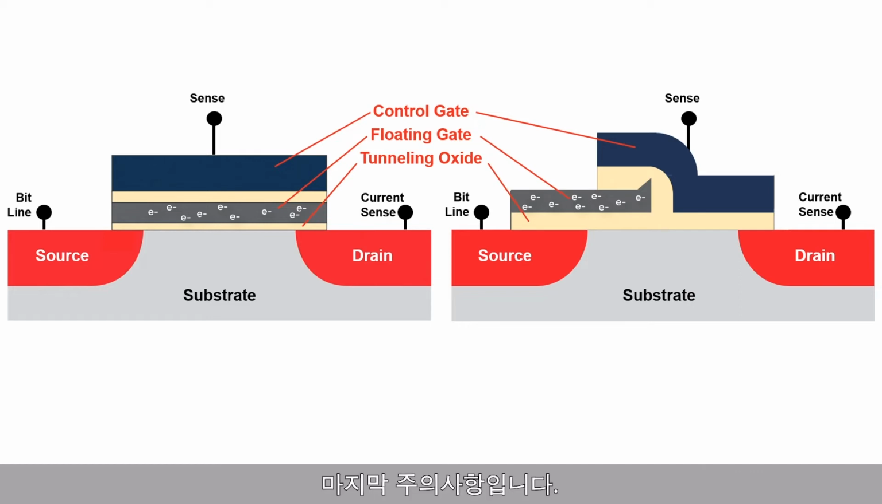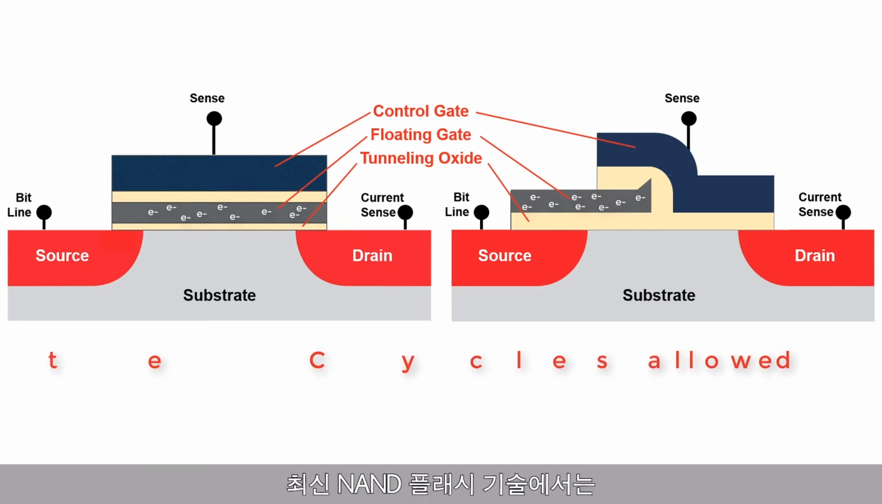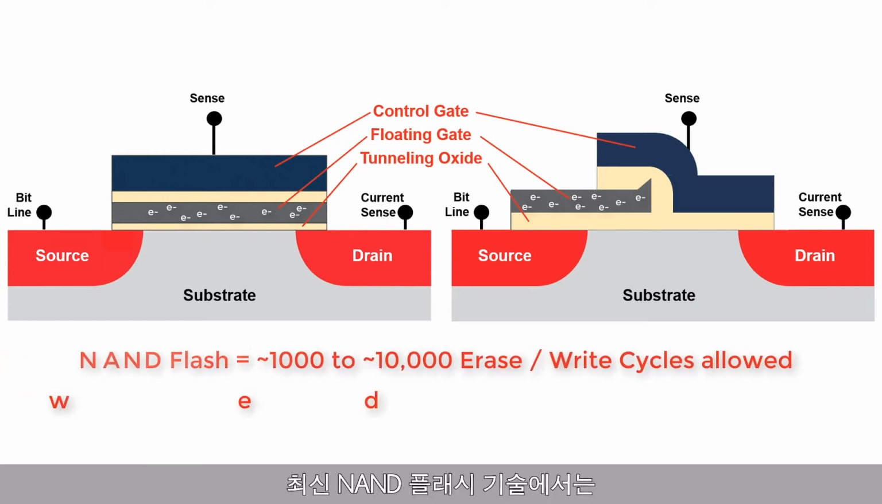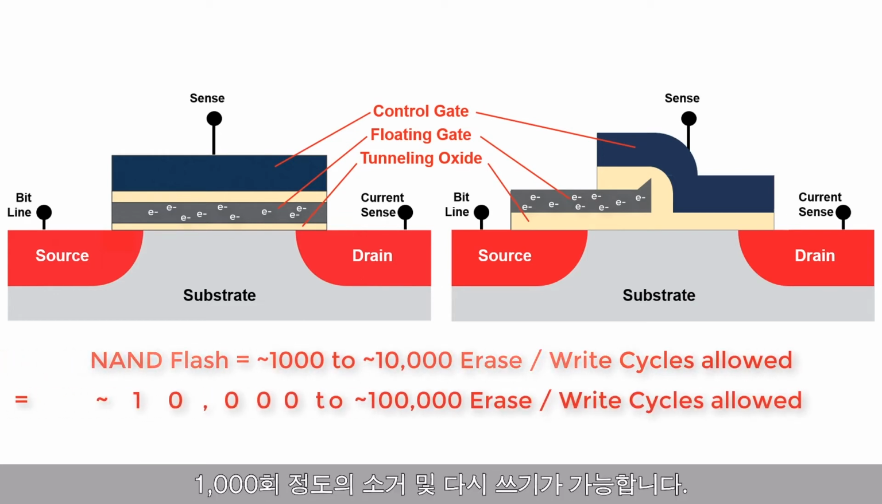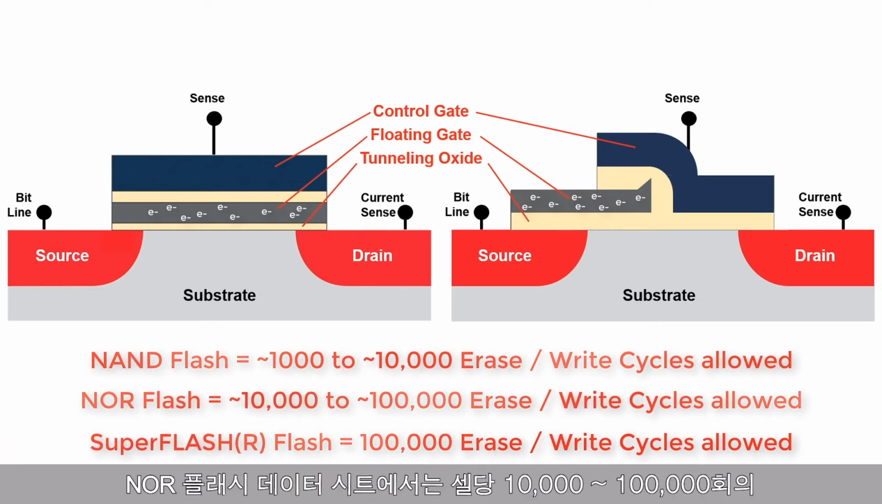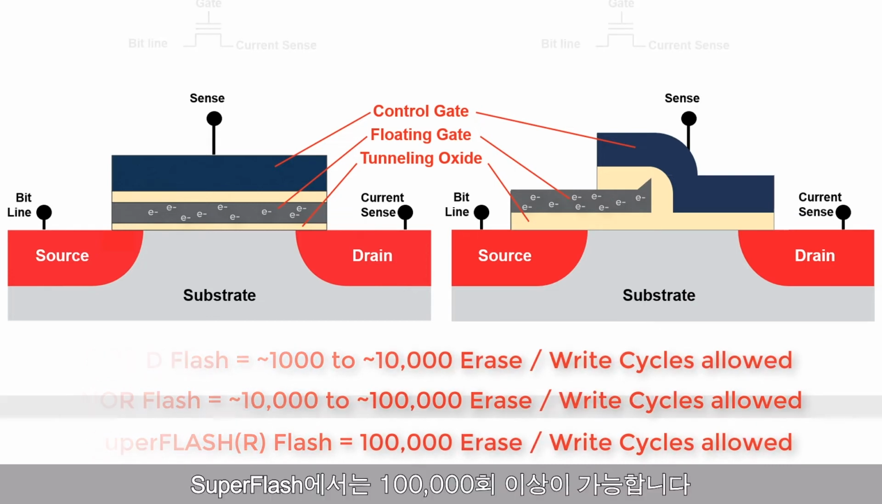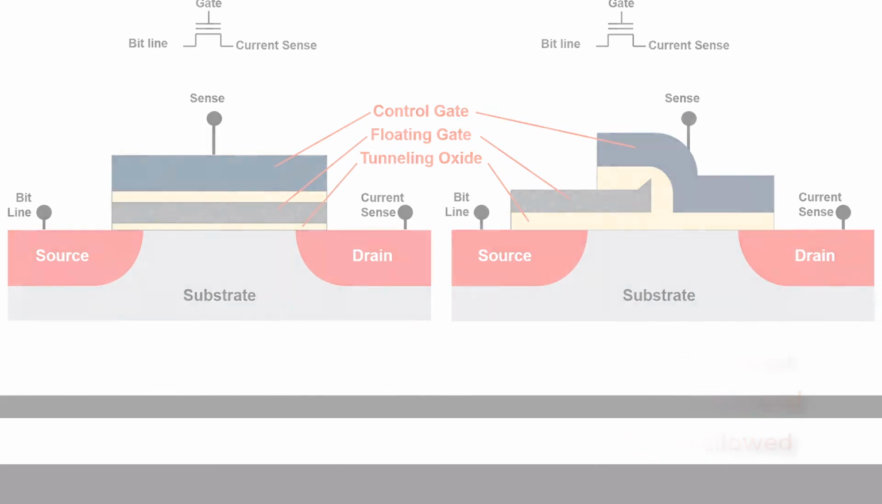One final note on this, hot electron injection, these electrons being pulled through this oxide, is hard on the oxide and it will damage it eventually. The newest NAND flash technologies will let you erase and rewrite your memory maybe 1,000 times. NOR flash data sheets promise between 10,000 to 100,000 hot electron rewrites per cell before you may break the part and make the memory worthless. Superflash always promises 100,000 minimum.